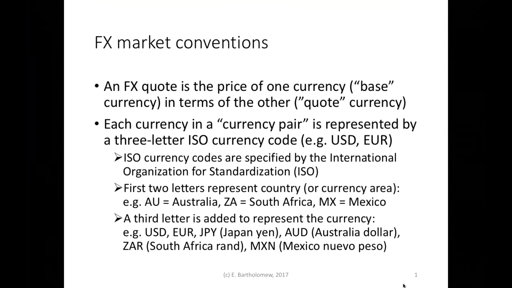These ISO codes are specified by the International Organization for Standardization, and the first two letters represent the country, and the third letter is added to represent the currency. As you can see with the examples, US would be the country, D would be for dollar. In some cases where the currency changes, the third letter may change. So for example, MXN is Mexico Nuevo Peso. Prior to that, it was the Mexican peso, so the code would have been MXP.